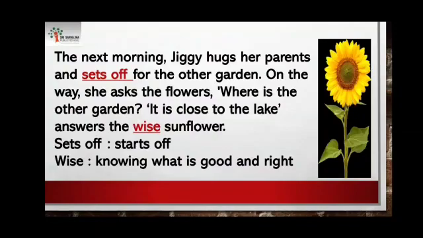Jiggy decided to visit the other garden, but she did not know where the other garden was. So, she asked the flowers in the garden about it. A wise sunflower tells Jiggy that the other garden is near the lake. Students, what is the meaning of wise? Wise is someone who is clever and knows what is good and what is right. So, sunflower was wise and it guided Jiggy about the other garden.